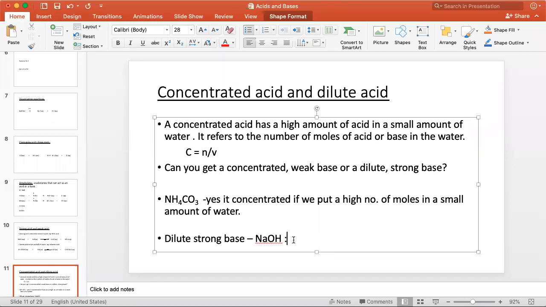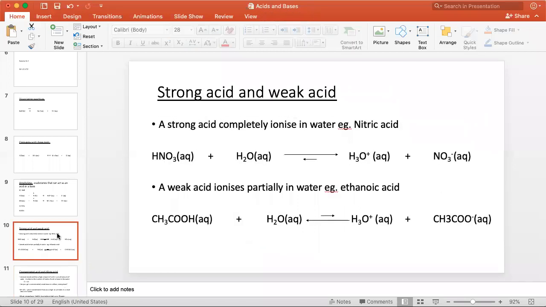So it will be low moles in high concentration of water. So a low number of moles in a high concentration of water will make it a dilute strong base. Okay, so I just wanted to highlight that again. A strong acid or base is one that ionizes completely, and a weak acid or base is one that ionizes partially.